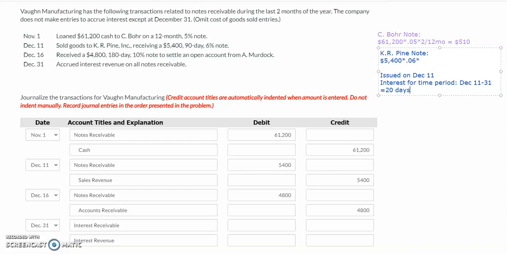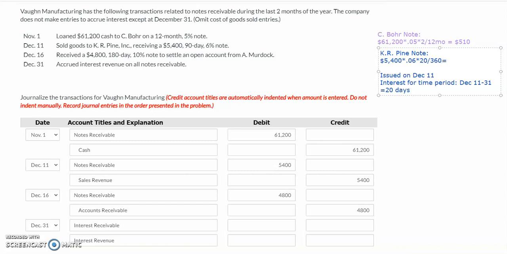Okay, so if you start off with calculating just on your fingers, you can start off with December 12, 13, 14, 15, 16, 17, 18, 19, 20, 21, 22, 23, 24, 25, 26, 27, 28, 29, 30, 31. So you can see that this is for 20 days. So in our calculation, we're going to take 20 days divided by 360 days.